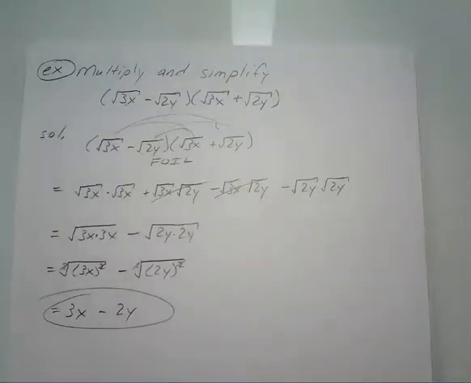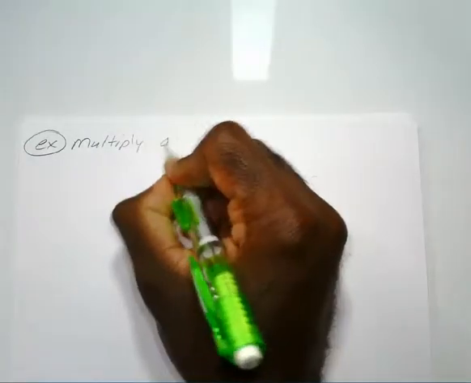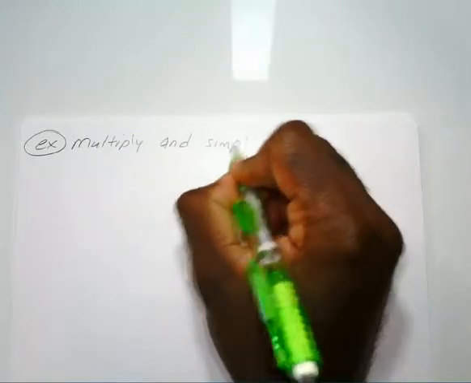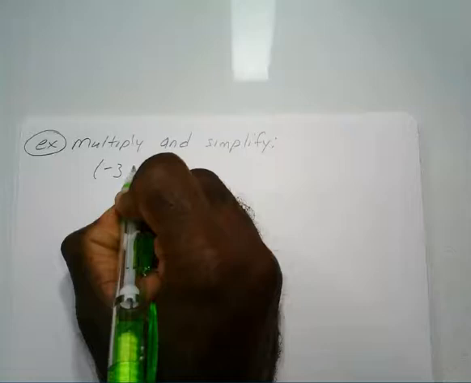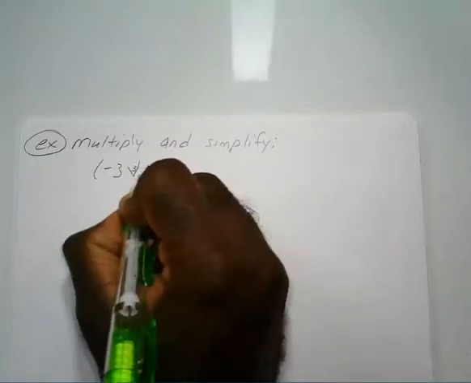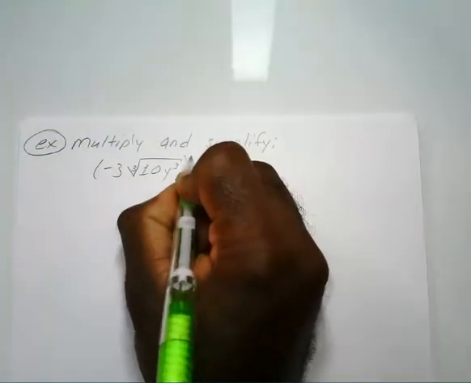All right, so let's do another example. Oops, slide this down. Okay, so let's say, for example, we wanted to multiply and simplify. Let's say negative 3 times the cube root of 10y to the third power. Let's say that is raised to the third power.